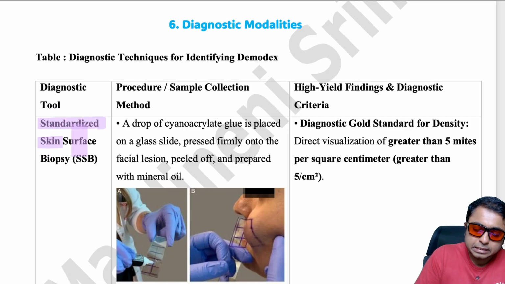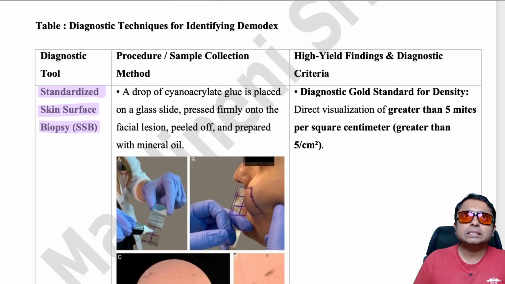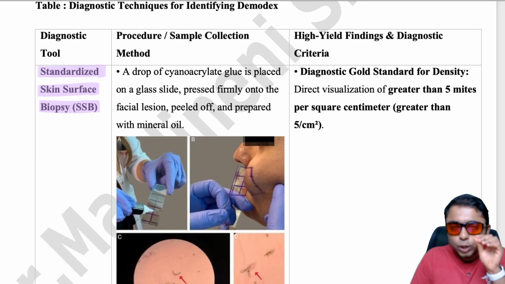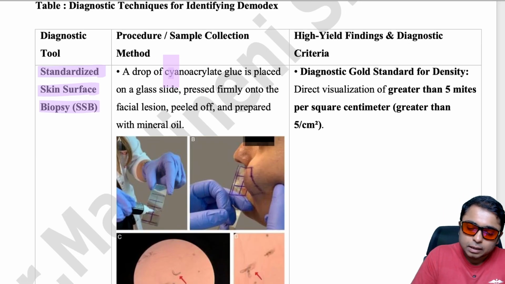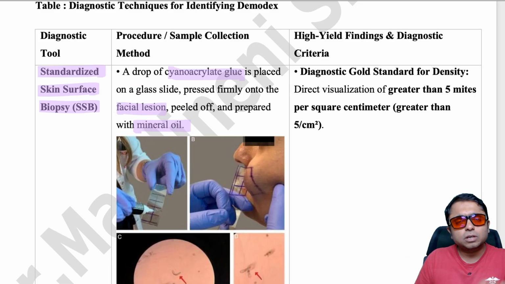Standardized skin surface biopsy, SSB. Very interestingly, what we are going to do is, over a glass slide we are going to put cyanoacrylate glue, which I hope you know is commonly used in the medical field. Then we have to press this firmly onto the facial lesion, peel it off, apply mineral oil and observe it under the microscope. So this is what is called standardized skin surface biopsy.